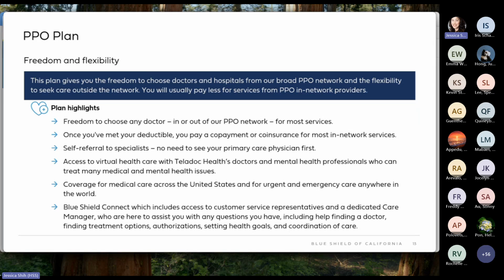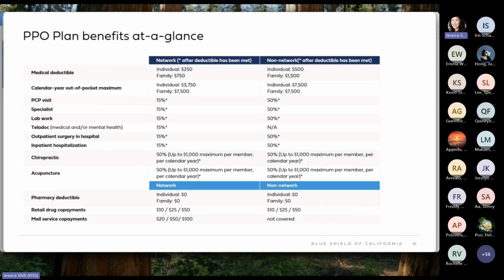Taking a high-level look at the benefits for the PPO plan, you'll see the benefits remain the same from 2024 to 2025. The Blue Shield of California PPO plan is a co-insurance-based plan with a deductible which must be met before Blue Shield, as the plan, pays anything. The deductible for an individual is $250 and $750 for a family in-network, or $500 per individual and $1,500 for family out-of-network. PCP, specialists, outpatient surgery in a hospital, and inpatient hospitalization are all 15% in-network after the deductible has been met, or 50% out-of-network after the deductible has been met.